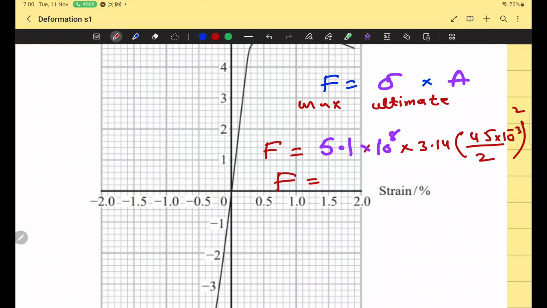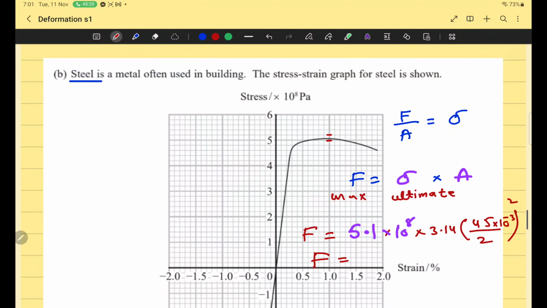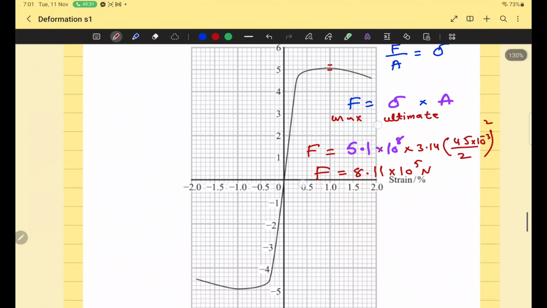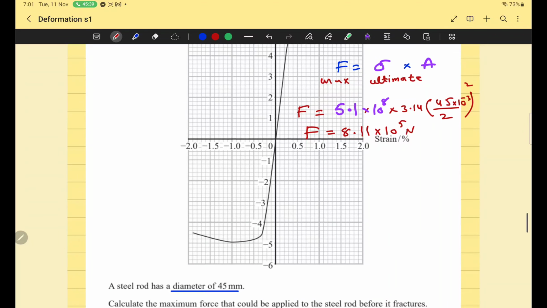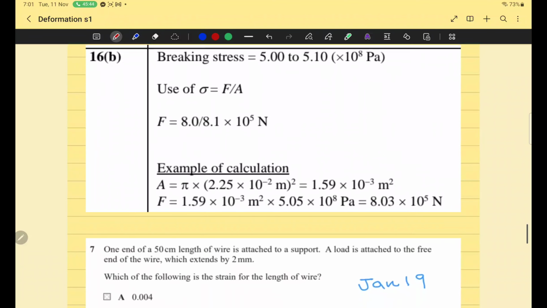What is the maximum force if you calculate? In the marking scheme, sir, it is 8.03 exponent 5. And beta Banin, what is your answer? 8.11. Okay. Exponent 5 Newton. So this is also a very simple question in which you have to find the maximum force, corresponding to the ultimate stress. Ultimate stress is multiplied with area, then you have calculated maximum force. Okay, this question is completed.